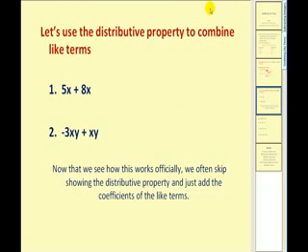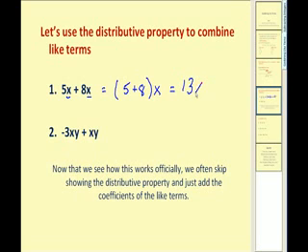Let's take a look at how we're going to use this. Let's use the distributive property to combine these like terms. We can see that these terms are like terms because they both have a factor of x in them. So if we factored out the x, we would be left with 5 plus 8. And of course 5 plus 8 would give us 13 times x, or 13x. 5x plus 8x equals 13x.